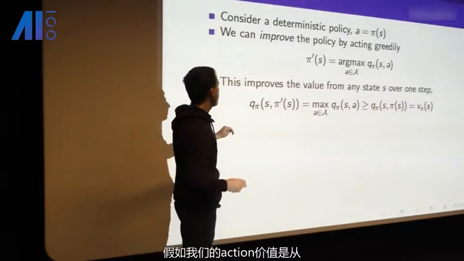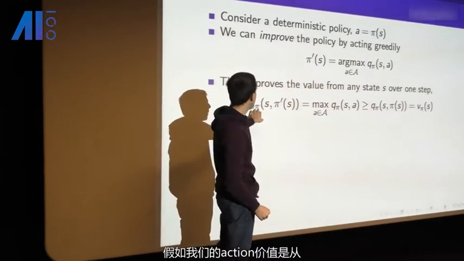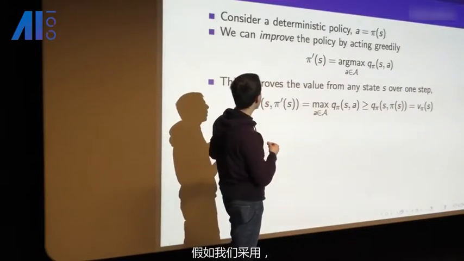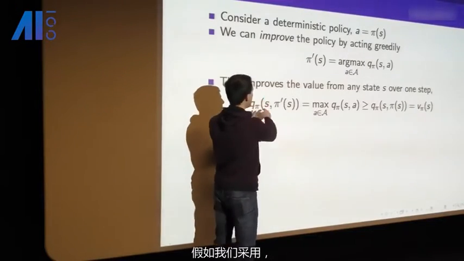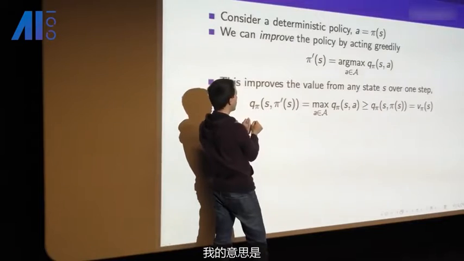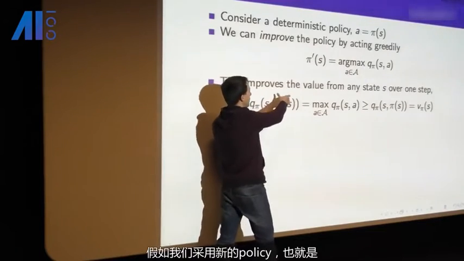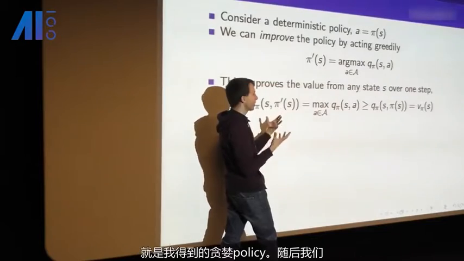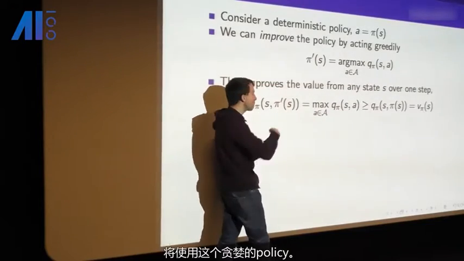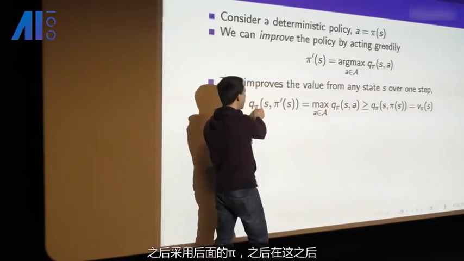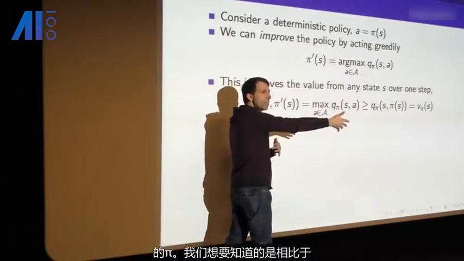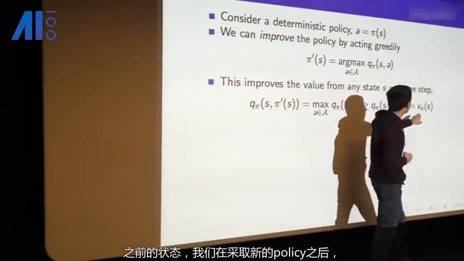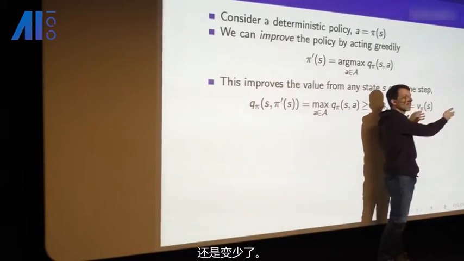And the answer is yes, and the reason is, okay, so if we start off with our action value here, what we want to show is that if we were to take our new policy, pi prime, our greedy policy, and follow it for one step, and then follow pi forever afterwards, does that get more or less value than just following our policy all the way from that state?